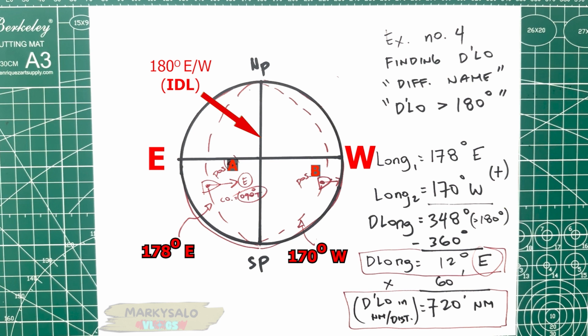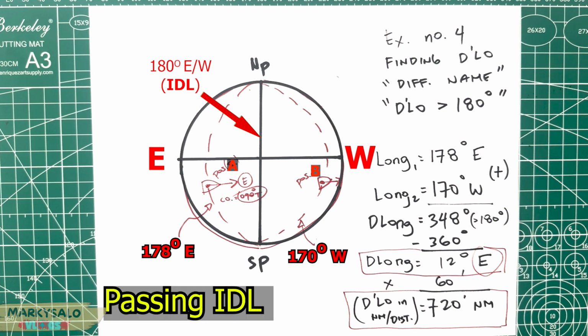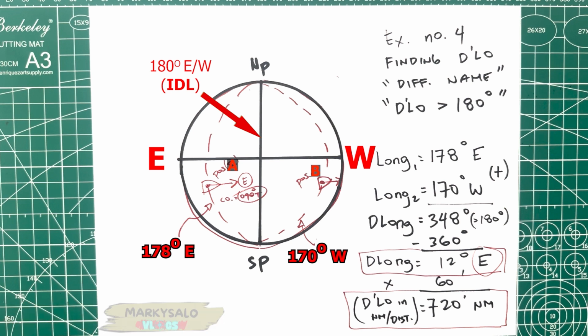Okay, for the fourth and final example, we're going to solve for DLO with different names. But the condition is our DLO is more than 180 degrees. First of all, this kind of scenario happens when our vessel is passing the IDL, or the International Date Line. So for the given, our initial position is at longitude 178 degrees east. In the drawing, it is represented by the red broken line meridian. I label it position A. And we're going to longitude 2, our final position, at 178 degrees west, represented by the red broken line meridian. I label it position B.